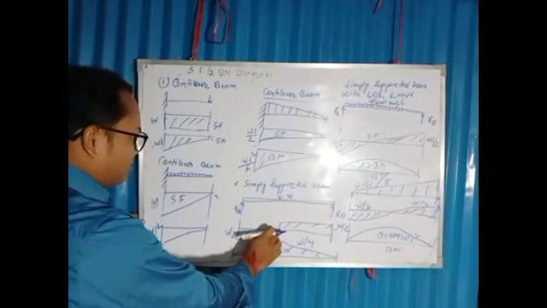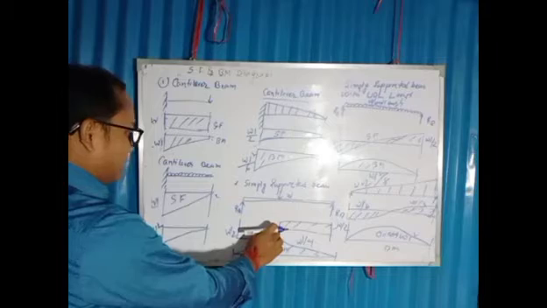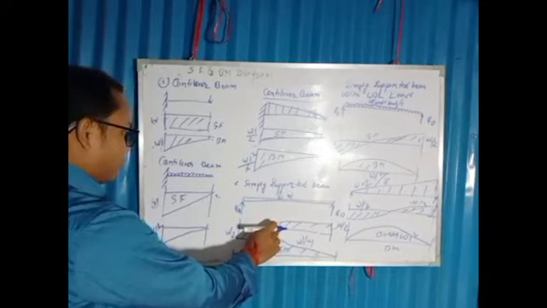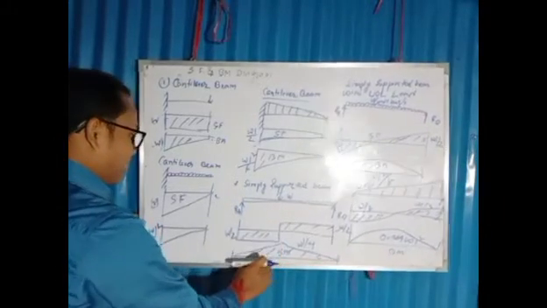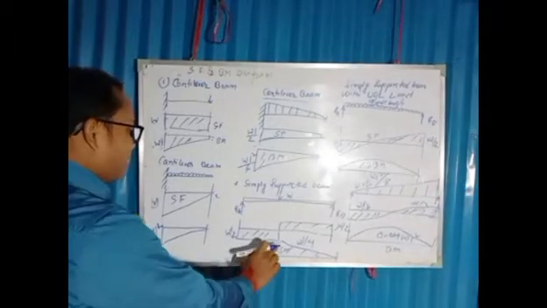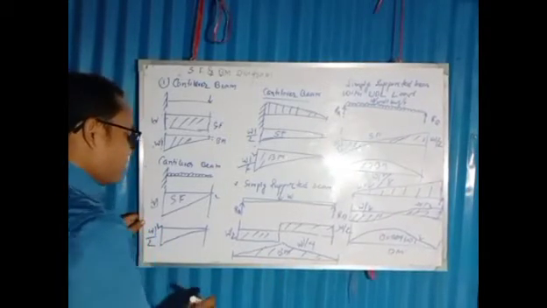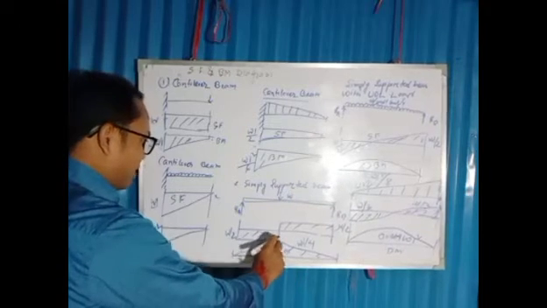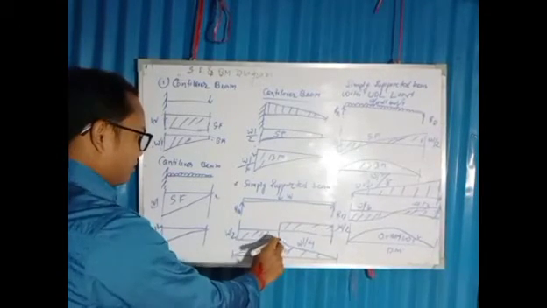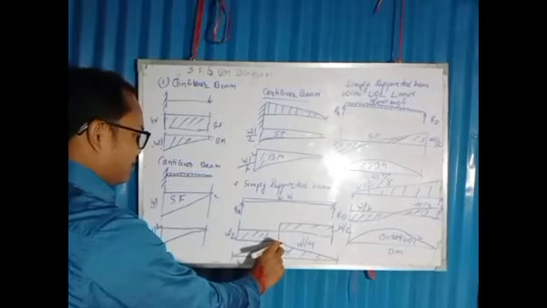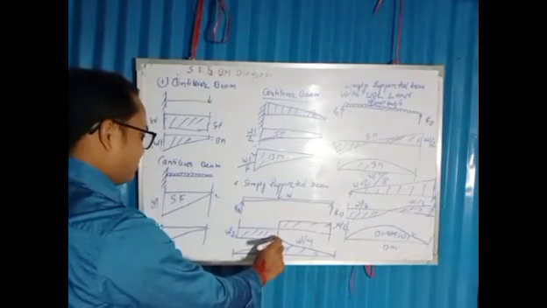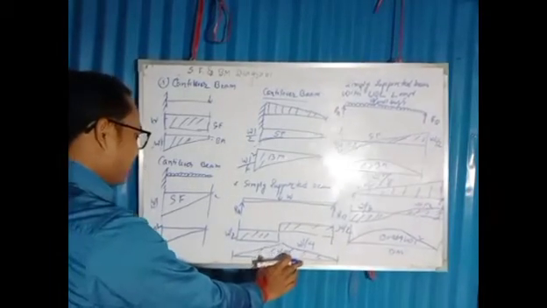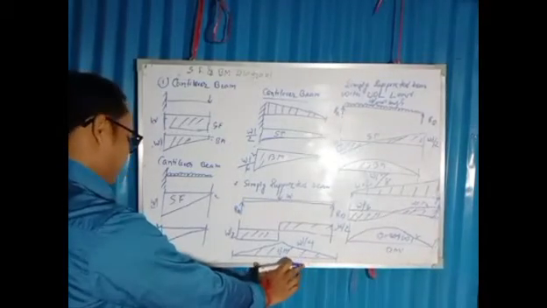At this point the shear force changes its sign from positive to negative, so the bending moment will be maximum. In the bending moment diagram, at the same point where the shear force changes sign, the bending moment is maximum, with a triangular shape.